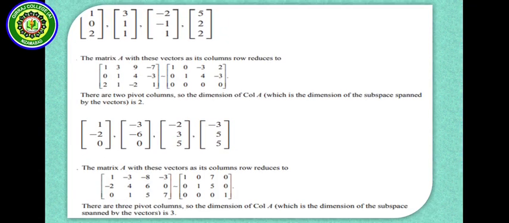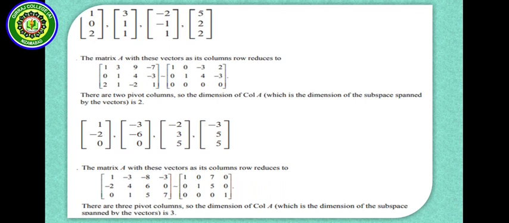So next problem. 1 0 2 3 1 1 minus 2 minus 1 1 5 2 2. First we write these vectors in matrix form, and that matrix is reduced to upper triangular form, and we write the pivot columns. So pivot columns form a basis for the given vector space. So the matrix form here we get: 1 0 minus 3 2, 0 1 4 minus 3, 0 0 0. So here we get two pivot columns, first column and second column. Third and fourth columns are free columns.